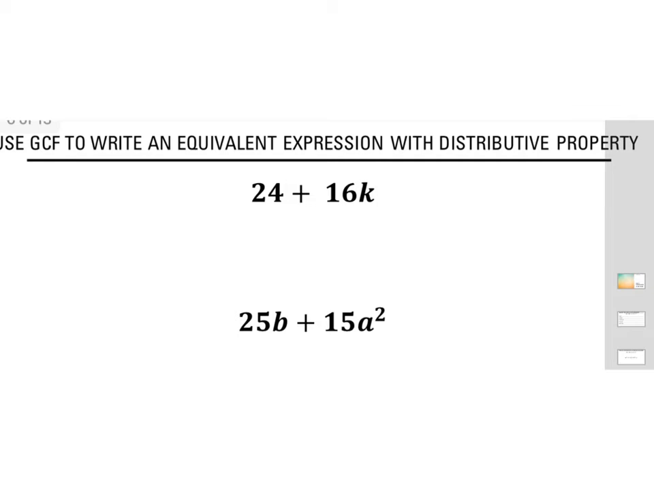All right, now these are a little bit different, and we are going to be using our GCF to write equivalent expressions with distributive property. So first thing we need to do, remember, is to find our GCF. So we're going to do our factors of 24 and our factors of 16 and find the greatest one.